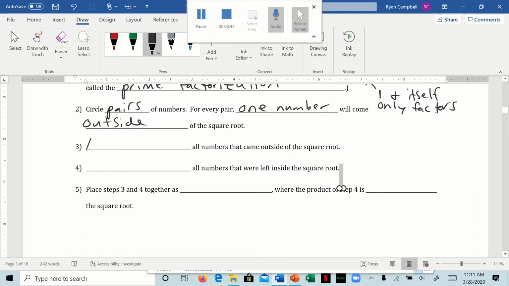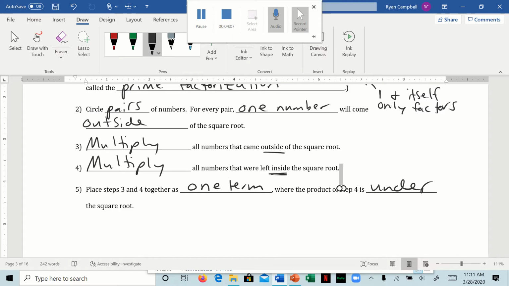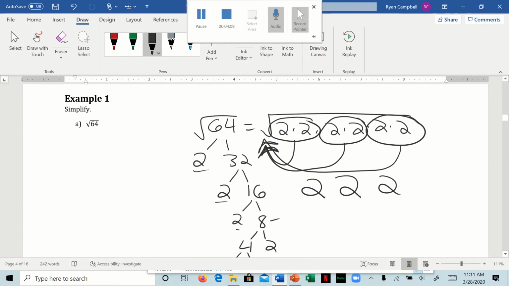All right. Step 3 is we multiply all the numbers outside the square root. Step 4, we multiply all the numbers that are left inside the square root. And then lastly, step 5, we just place those two numbers together as one term, where step 4, of course, will be under the square root. So in this case, there was nothing left inside the square root, so the square root goes away. We're going to multiply these, and what we see is the answer is 8. So the square root of 64 is 8, which, of course it is. Good.